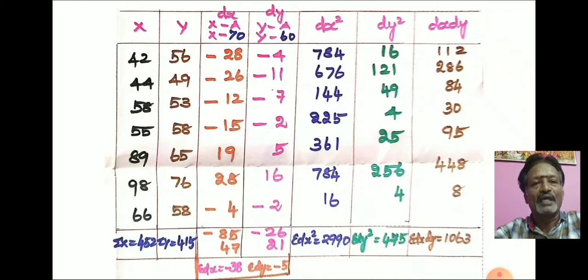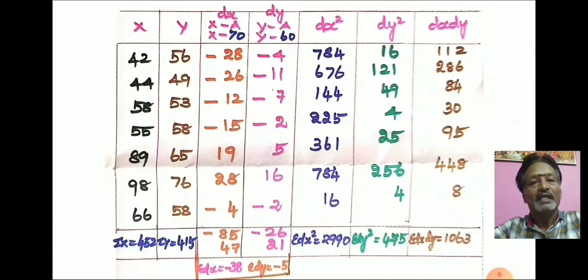The first value x is 42 and the A value is 70. So the deviation value, that is the dx value, is minus 28, and the second value is minus 26, and the third value is minus 12, and the fourth value is minus 15, and the fifth value is plus 19, because here the x value is greater than the assumed mean value, and the sixth value is 28. Here also the x value is greater than the assumed mean value, and the seventh value is minus 4.